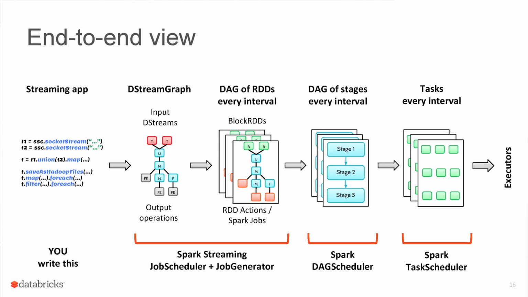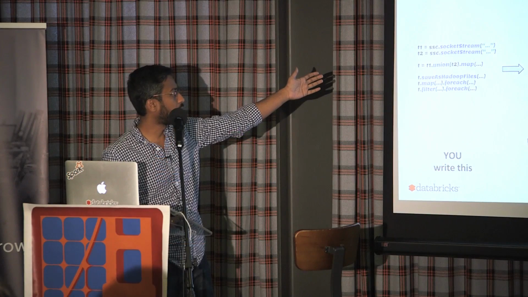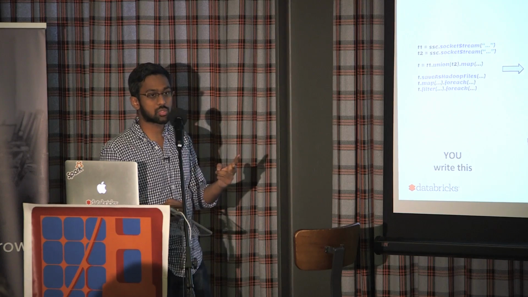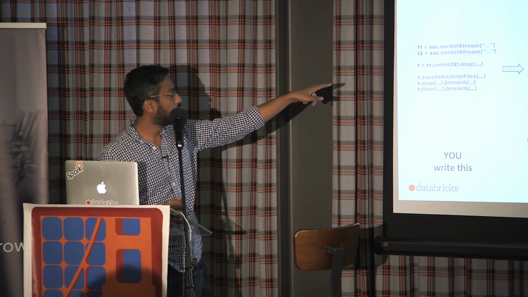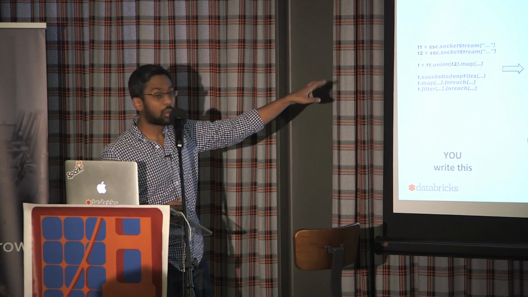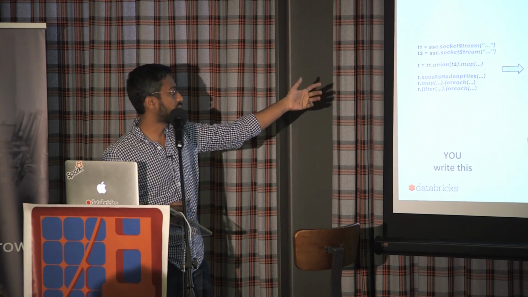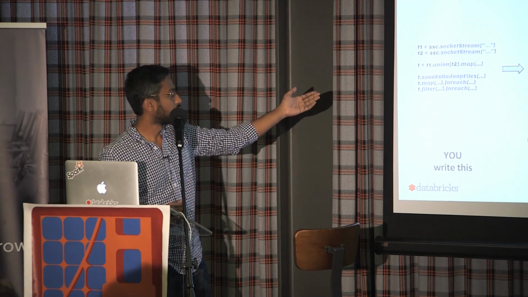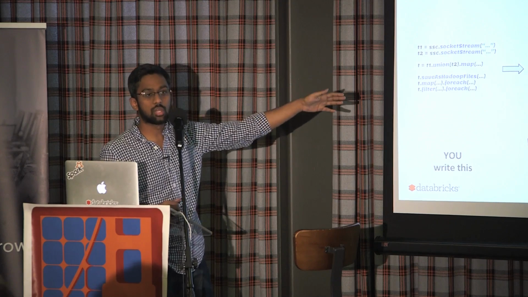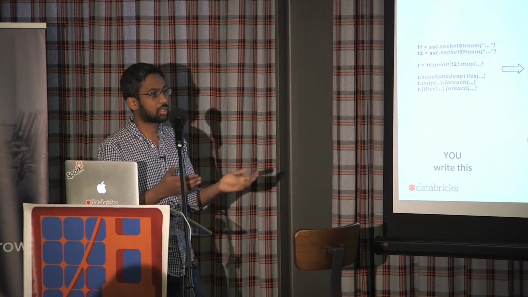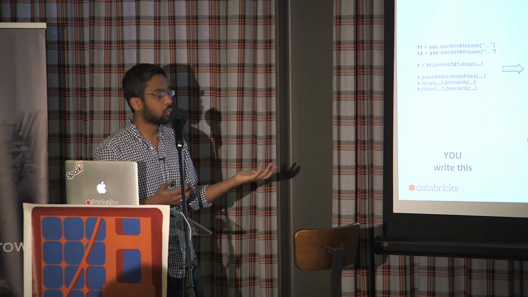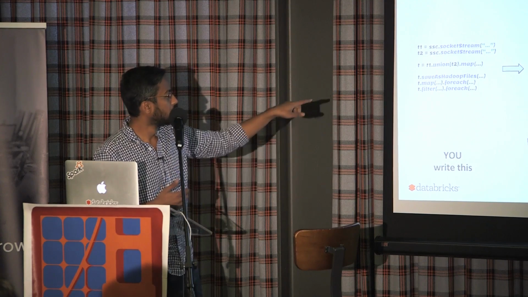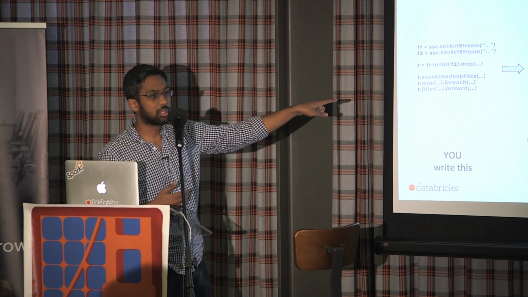Just to go one level deeper, this is a streaming application which programmers write. This is an example which has 2 socket streams, and then a union of the 2 socket streams, followed by 3 actions. The first one is saving it as Hadoop files. The second one is doing a map followed by a foreach. Foreach is any action, so you can do a print or push it to some other sink. Similarly, there is a filter followed by a foreach.